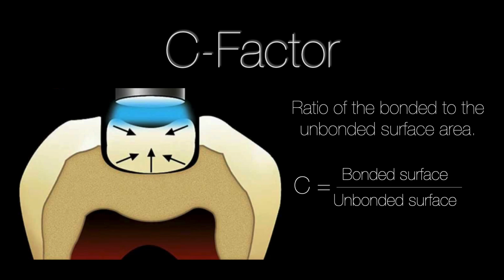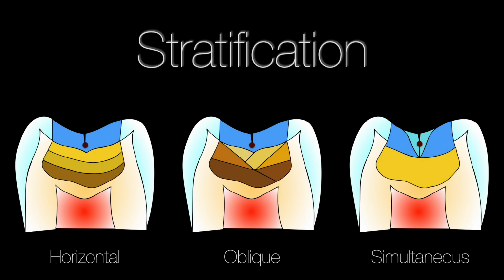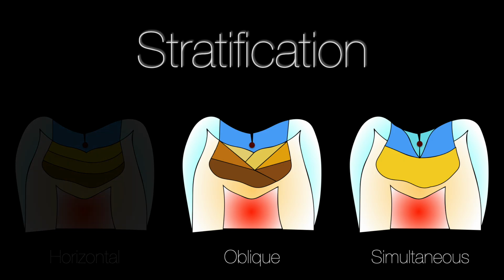So we have to take into consideration that we have to do increments, touching the fewest walls possible, so that the composite doesn't contract, because it has a lot of problems that we are going to talk about a little bit later. So the more walls, the more contraction we have. The stratification can be either horizontal, oblique, or simultaneous. The horizontal, we are going to dismiss because it touches a lot of walls. Then we can do oblique.